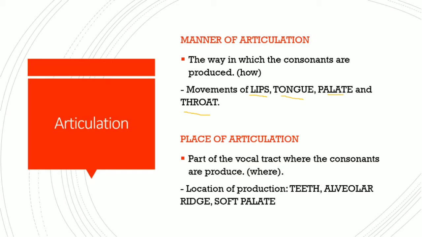And the place of articulation is in which part of the mouth the consonant is produced. Is it produced at the front of your mouth, in the middle of your mouth, at the back? In which part of the vocal tract are the consonants produced? So this is a question of location of production. Is it produced with your teeth, in the alveolar ridge, with your soft palate? Yes, there is a movement there. So that's the location of the consonant. A manner is the way in which the consonant is produced, how the organs move to produce that consonant.